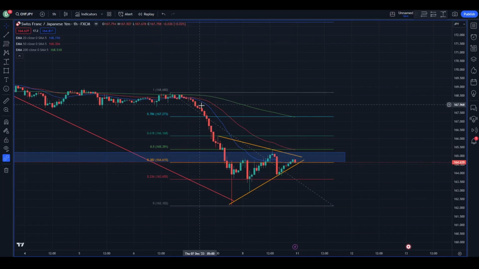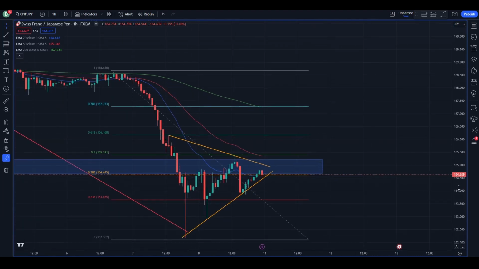Because it's a drop that led into this symmetrical triangle, if the price produces a breakout to the downside, then this can be taken as a scenario that provides more certainty. But also, if it produces a good enough breakout to the upside, this can still provide us with a decent increase. Couple of things to look out for in both scenarios.